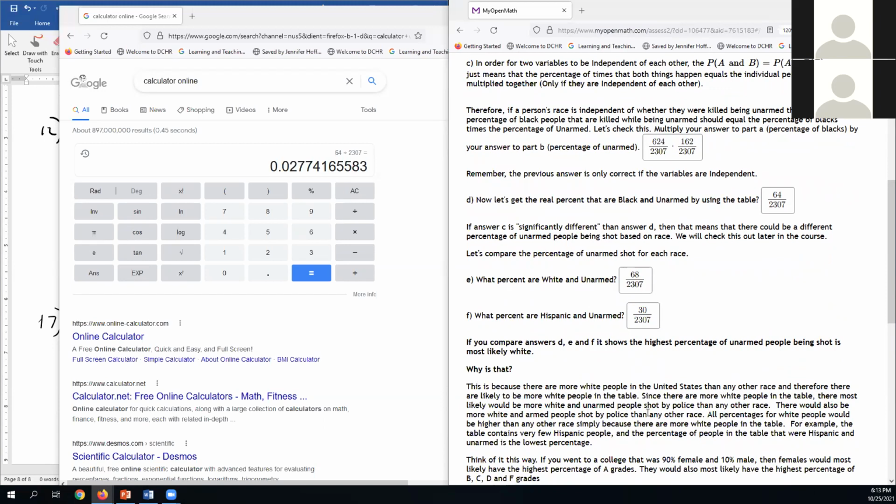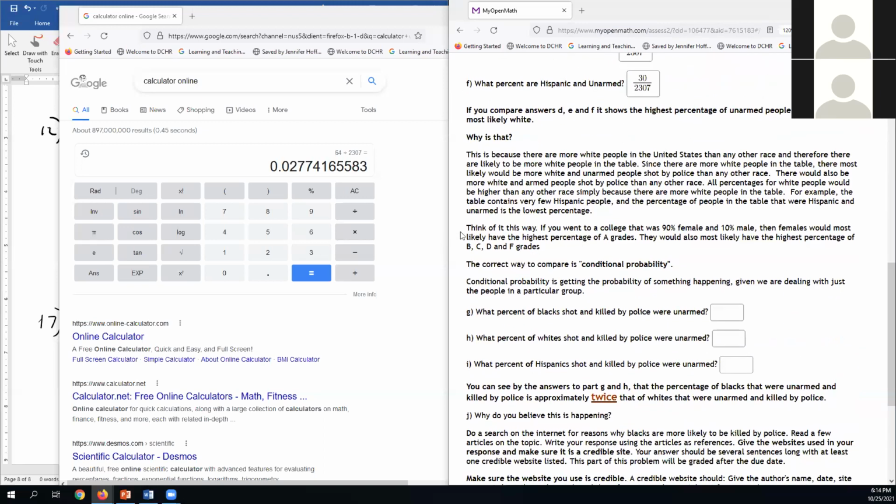All percentages for white people would be higher than any other race because there are more white people on the table. For example, the table contains very few Hispanic people, and the percentage of people in the table that were Hispanic and unarmed is the lowest.